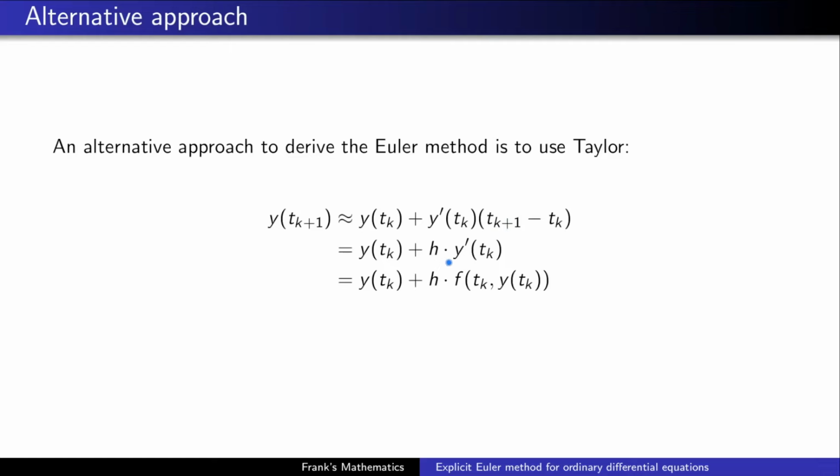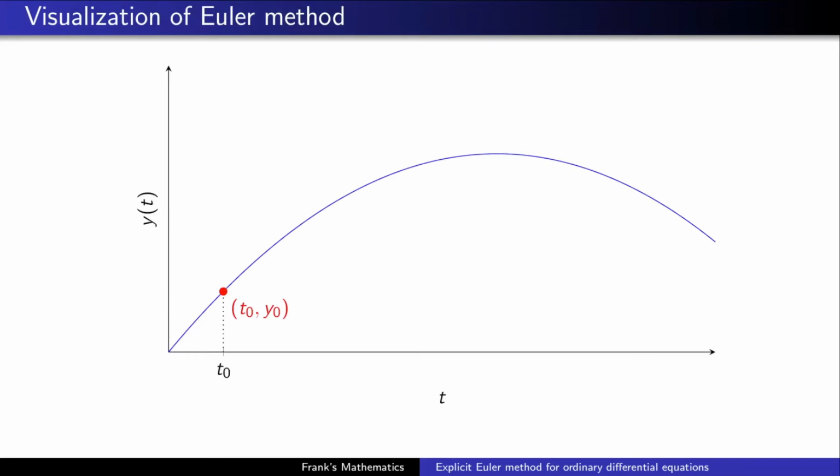And we can now replace y prime at t k using our ordinary differential equation: y prime evaluated at t k is just f evaluated at y of t k. And this is exactly our formula, which we have derived using the integral approximation. This is just a different derivation. If we use the Taylor approximation to derive our formula, we can plot some nice graphs, some nice visualization of what actually is happening here.